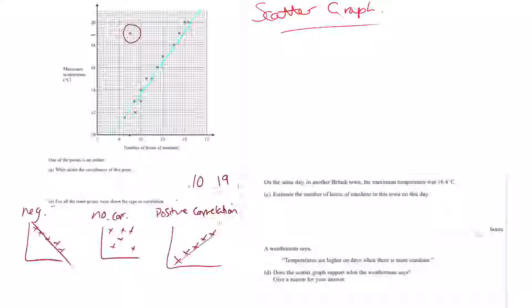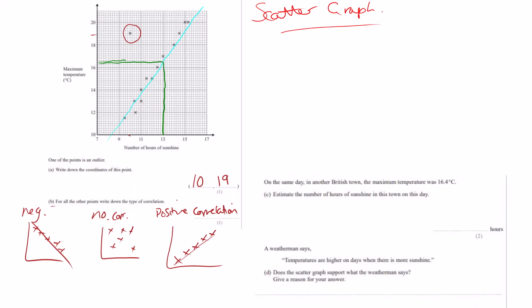Okay, so going on to question C. On the same day in another town, the maximum temperature was 16.4 degrees. Estimate the number of hours of sunshine in this town on this day. So this is where our line of best fit comes in. As we've already drawn our line of best fit, it's nice and easy. We can find 16.4 degrees, which is about there. Go across to your line of best fit and then down, and take the reading.